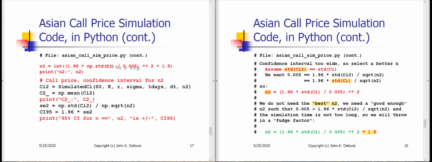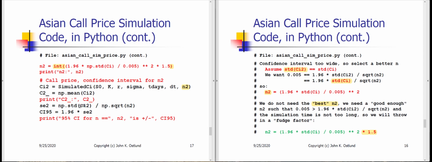Now, in addition to doing this computation, because we have division and multiplication by 1.5 in here, that will result in a float, and we can't use a float as the number of simulations we want to do, so we're going to convert that value to an int, and we'll then display what that new and improved n is, what the value for n2 is. We'll run another simulation, this time using n2 as the number of paths. We'll compute our mean of the returned vector of call prices. We're going to call that C2 bar.